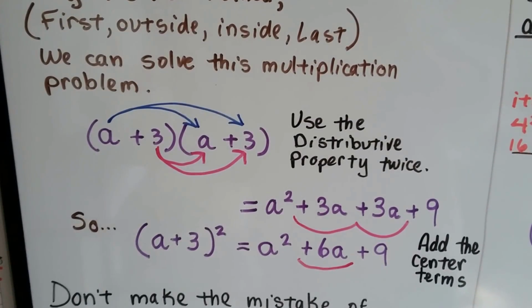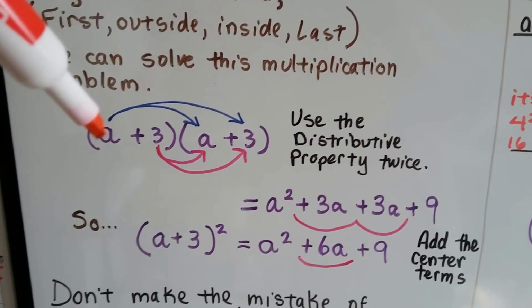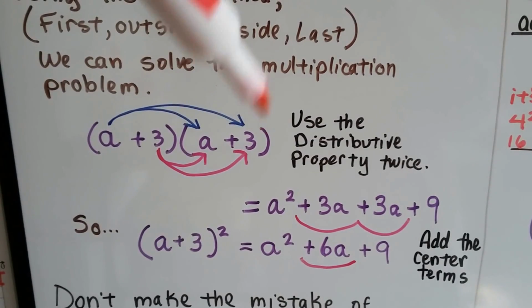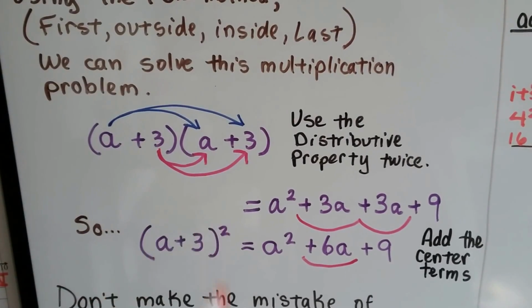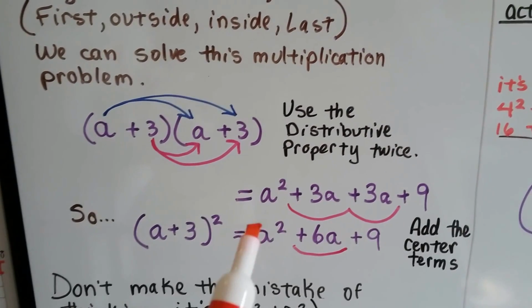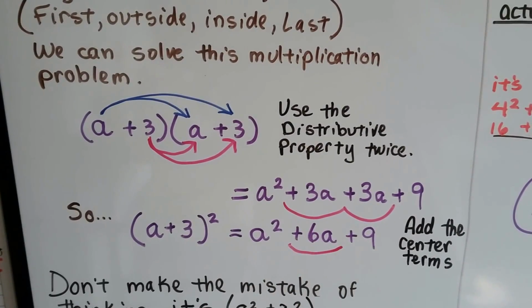We use the distributive property twice, don't we? We distribute this a to this a and then that to the 3. And we distribute this 3 to that a and then that 3. And what we get is a squared plus 6a plus 9.